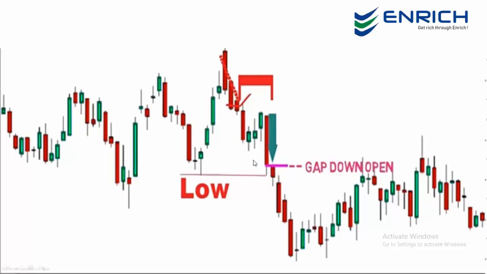So the falling 3 method is important because it shows traders that the bulls do not have enough confidence at this point. They are trying to push into the market, but they have failed to push the prices further up.